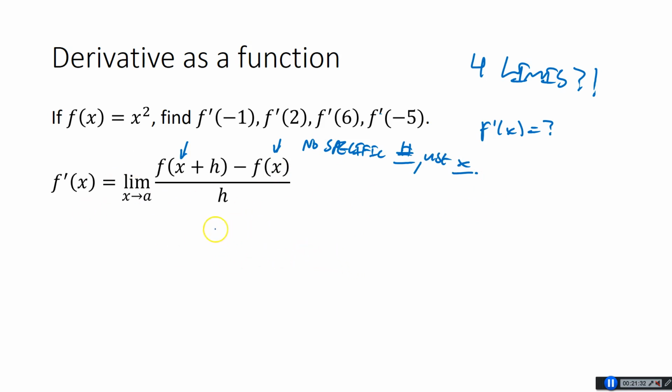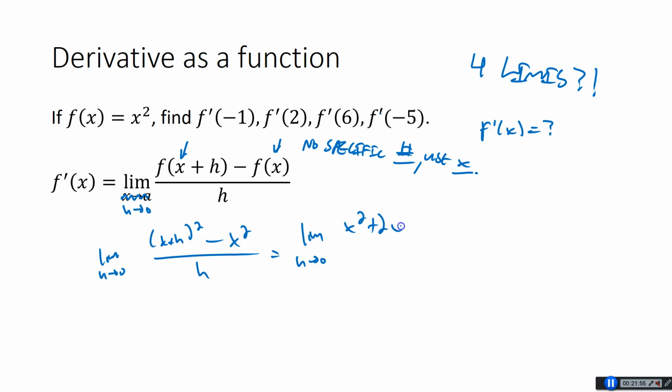So what we're going to do here, we're just going to plug it in. So f of x plus h here is just x plus h squared minus f of x, that's just x squared. So limit as h approaches 0, x plus h squared minus x squared over h. Now we've got to expand it out. So we get x squared plus 2xh plus h squared minus x squared, all divided by h.